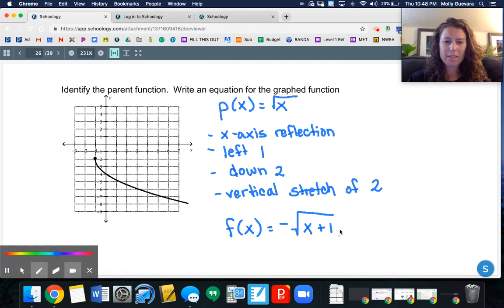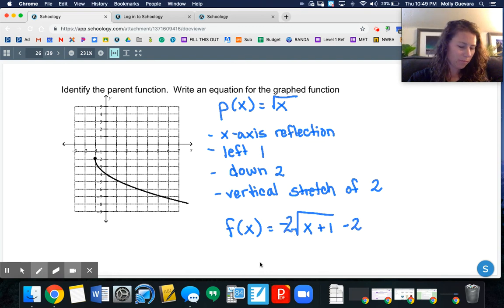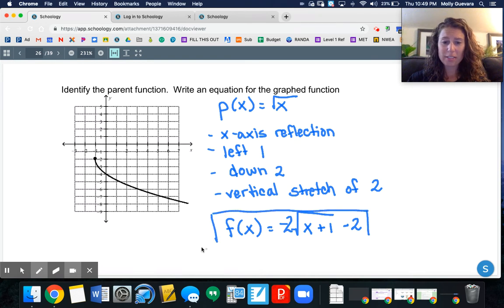And then down 2. Oh, and I forgot my vertical stretch of 2, so that should be a negative 2. And that's it. There's my equation. So f of x equals negative 2 times the square root of x plus 1 minus 2. Make sure that this minus 2 is outside the square root, because otherwise it'll be a horizontal shift. But you really want it to be a vertical shift.